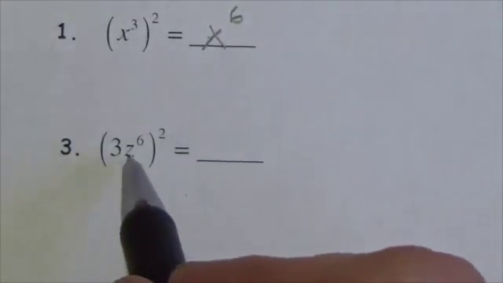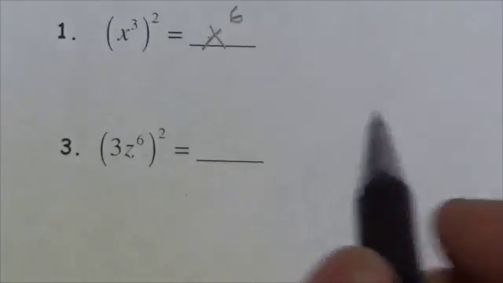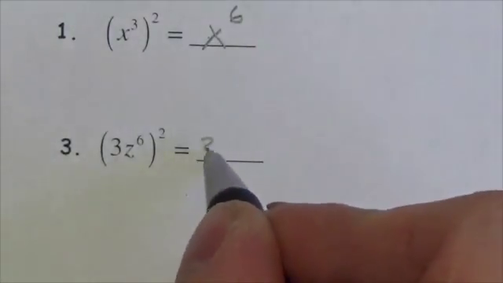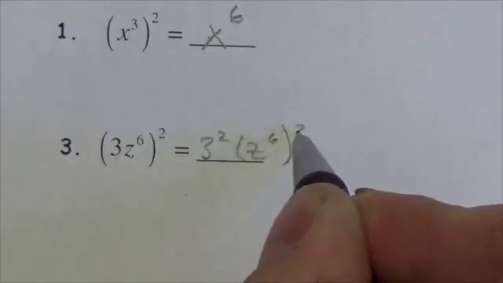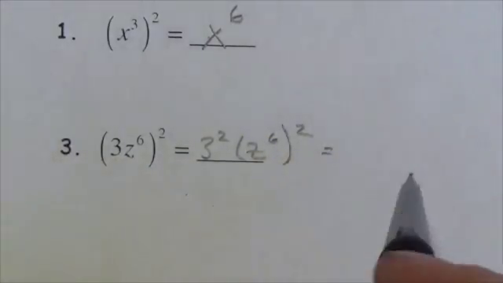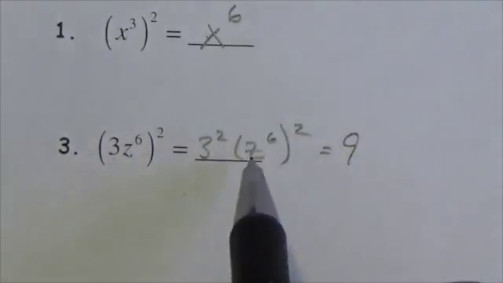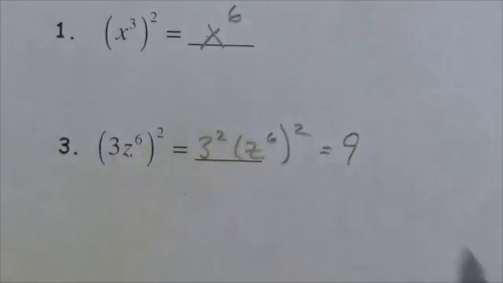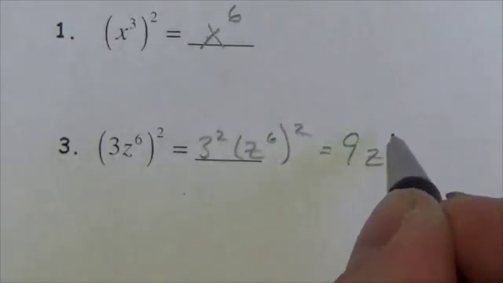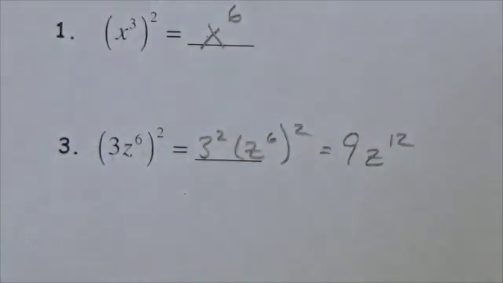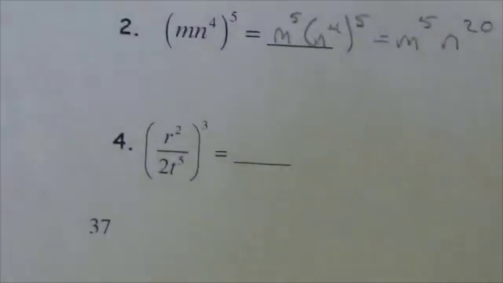Same thing here, I've got two different factors, so the exponent 2 will distribute to both of those. This will become 3 squared and then (z to the 6) squared. And I can evaluate that. 3 squared is just going to be 9, easy enough. And then z with an exponent of 6, and then that to the exponent 2, is going to be z to the product of those two, z to the 12. Just multiply those two.